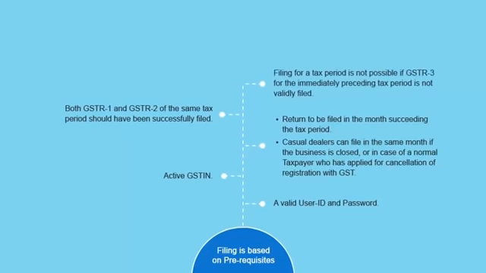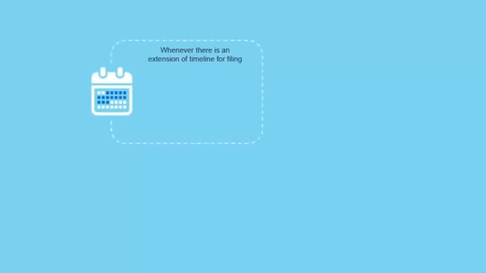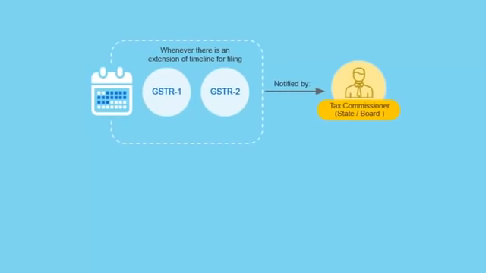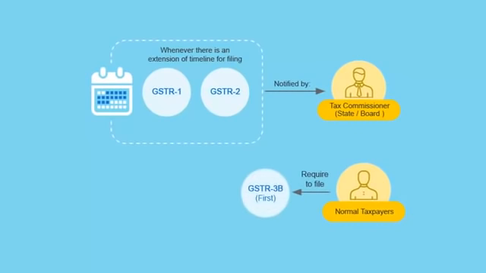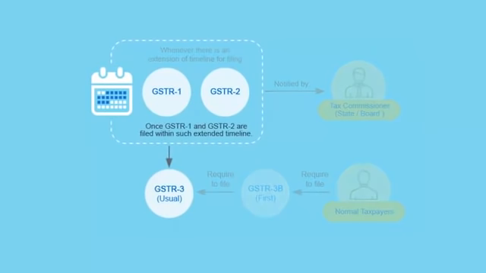Filing for a tax period is not possible if GSTR3 for the immediately preceding tax period is not validly filed. Whenever there is an extension of timeline for filing GSTR1 and GSTR2, the same is notified by the tax commissioner of the state or the board, and the normal taxpayers will be required to file GSTR3B first. Later, the taxpayers will be required to file GSTR3 as usual once GSTR1 and GSTR2 are filed within such extended timeline.